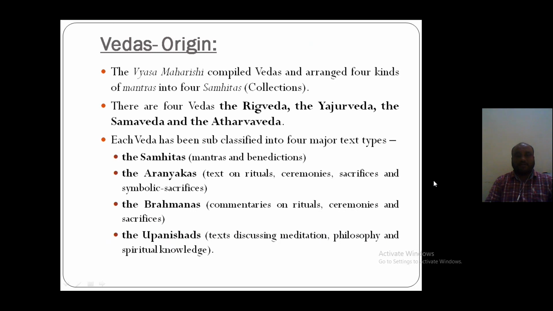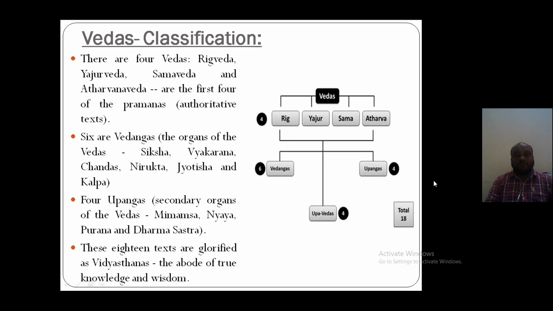They are the Samhitas, which represent mantras and benedictions; the Aranyakas, which represent texts on rituals, ceremonies, sacrifices, and symbolic sacrifices; the Brahmanas, which represent commentaries on rituals, ceremonies, and sacrifices; and the Upanishads, which represent the texts discussing meditation, philosophy, and spiritual knowledge.